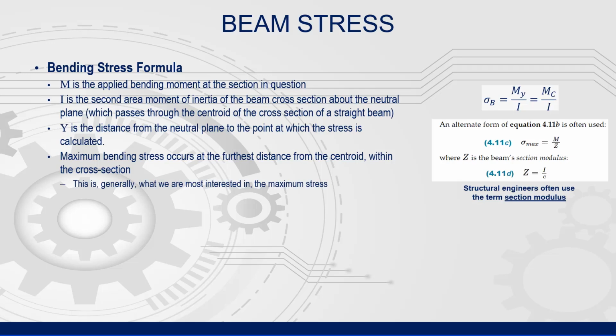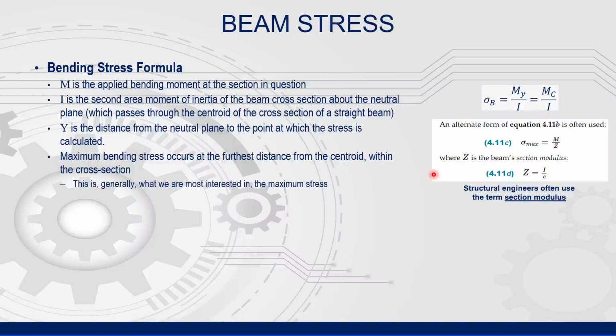Recall the bending stress formula shown here. Note that M times Y divided by I is equivalent to M times C divided by I. The variable Y is the distance from the neutral axis to the outside surface of the beam. The variable C is the distance from the centroid of the 2D beam cross-section to the outside surface of the beam. For straight beams with consistent cross-sections, these two variables are equal.